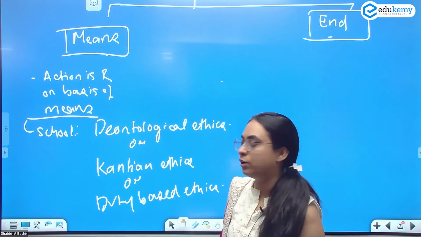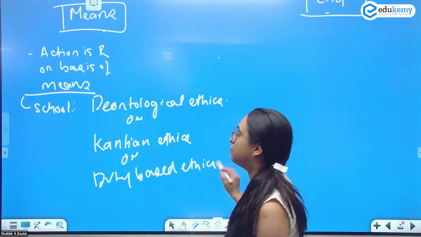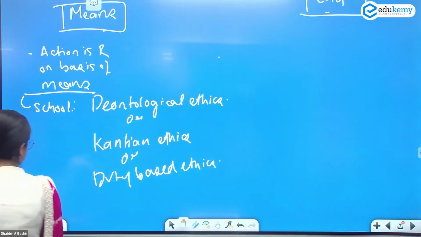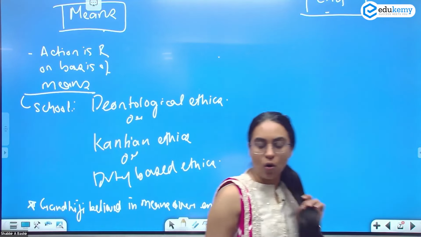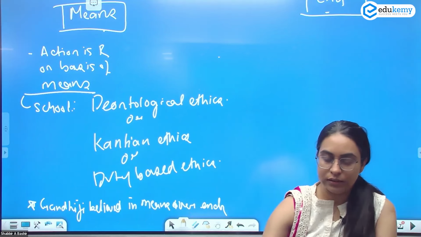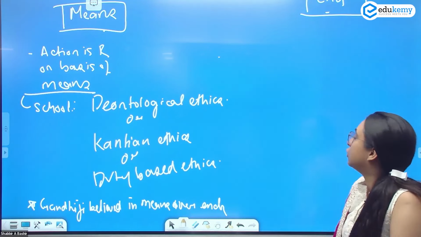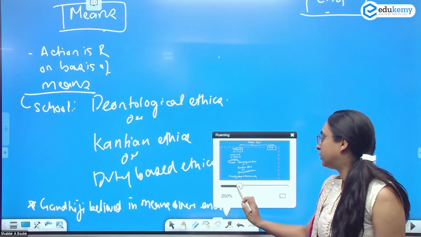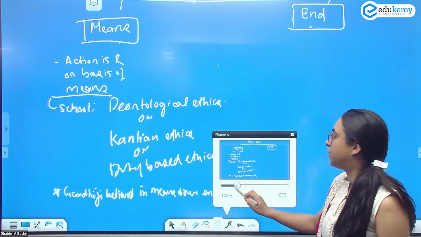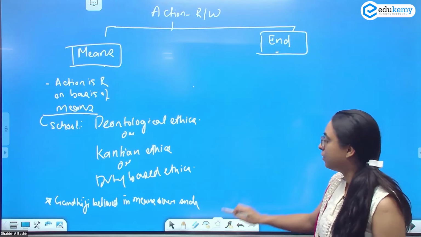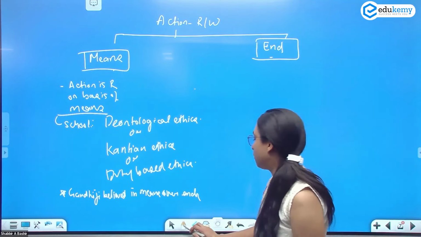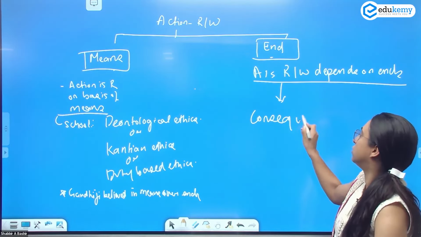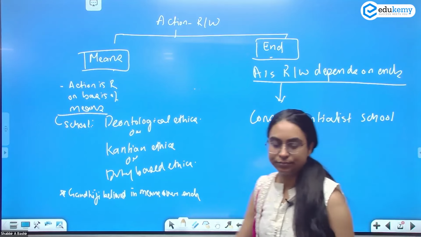Gandhiji also believed in what? Gandhiji also believed in means versus end. Whether an action is right or wrong depends on this. ठीक है. दूसरा बता रहा है whether the action is right or wrong depends on the end. इसको क्या बोलते हो? इसको बोलते हो consequentialist school. Consequence क्या है? ठीक है.